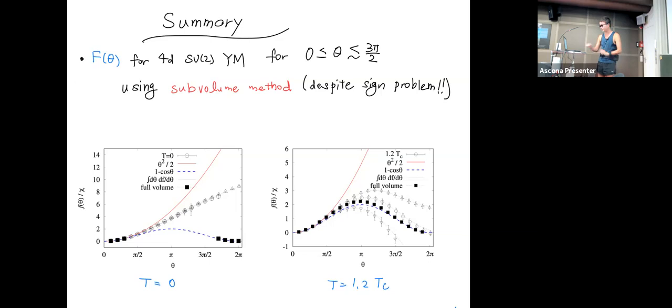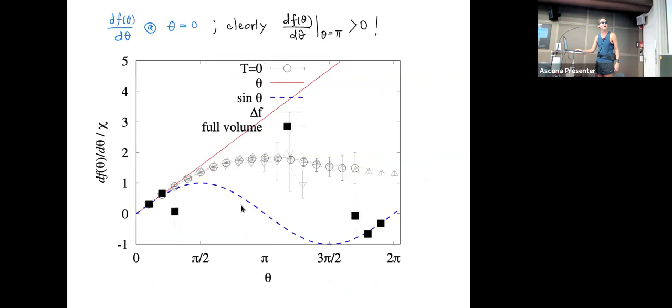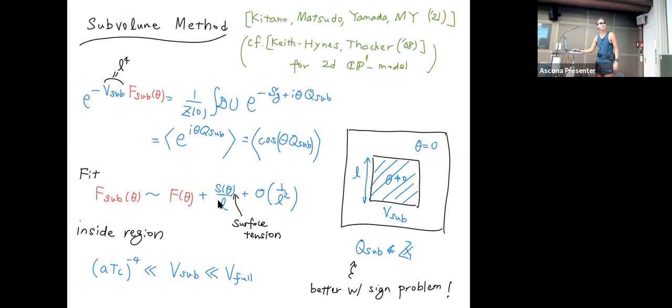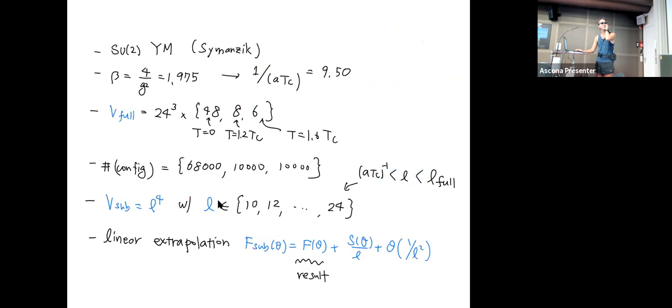First of all, I should explain what these three different points are. They correspond to which regions of L. There is a subvolume method, so there is a subvolume here, and we want to extrapolate with this linear function in one over L. The question is which value of L you take. In practice, the value of L we can take is like 10 to 24. 24 is the size of the whole thing, and 10 is because the dynamical scale is relatively large, like 10. So we are pushing this a little bit, but only possibilities like 10 to 24 or so.